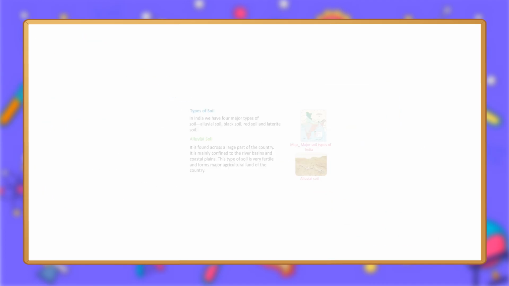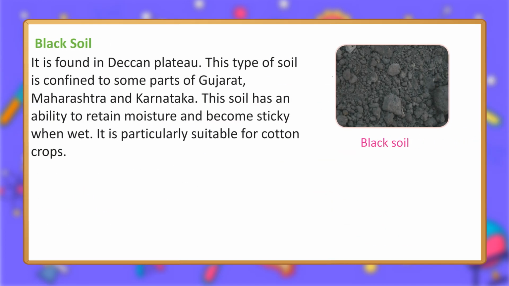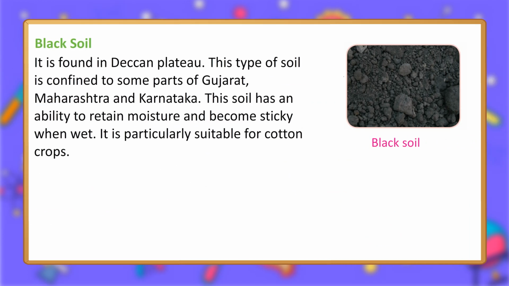Alluvial soil. Black soil. It is found in the Deccan Plateau. This type of soil is confined to some parts of Gujarat, Maharashtra, and Karnataka. This soil has an ability to retain moisture and becomes sticky when wet. It is particularly suitable for cotton crops.